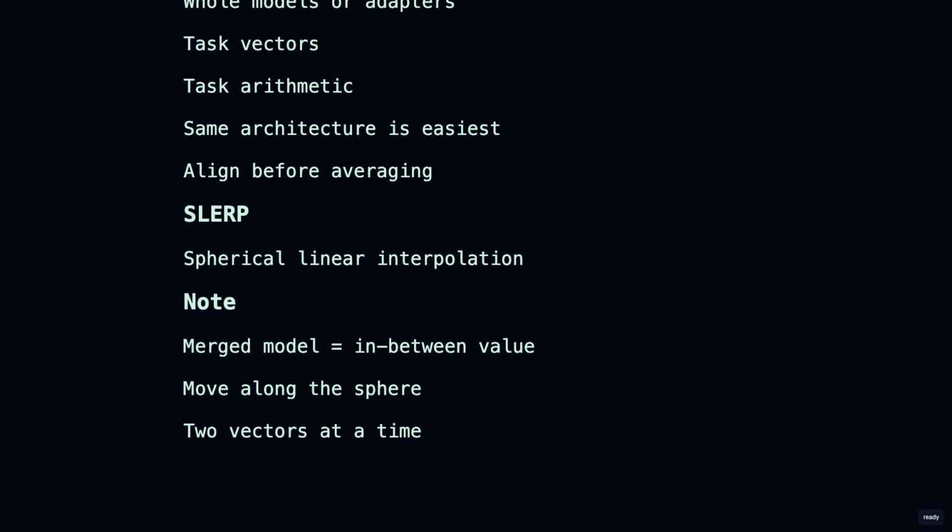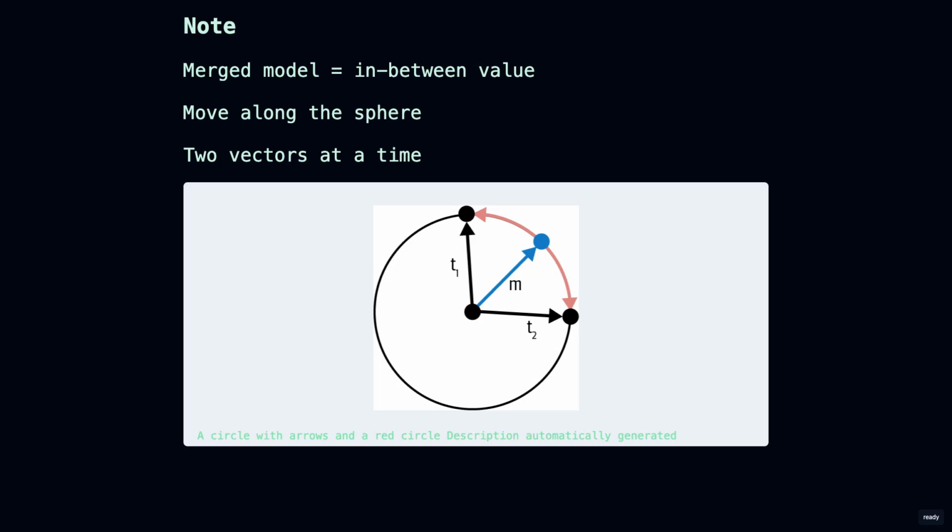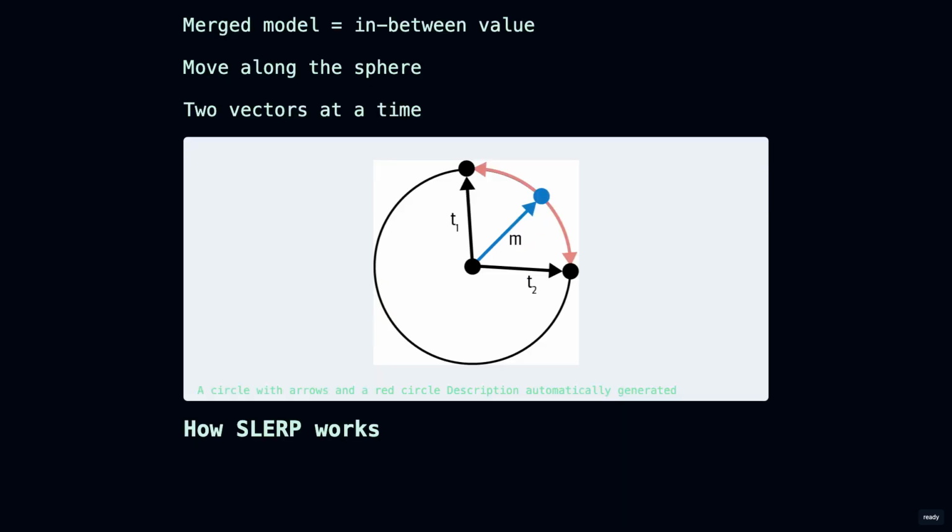Notice the red arc? That is the path SLERP follows. The blue point marks the halfway merge, which makes the idea of interpolation visually concrete. This figure shows the geometry behind SLERP. The main thing to notice is that the merged vector is not a simple straight average. It lies along the spherical path between the two endpoints.